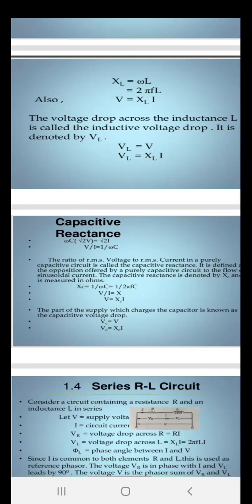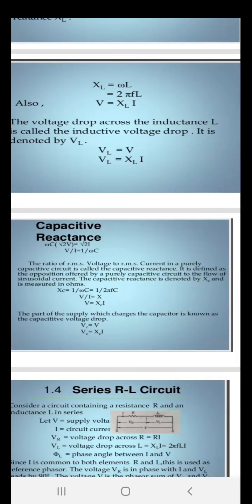X_C is equal to 1 by ωC, where ω means 2πf, so the value of ω is 2πf and X_C is 1 by 2πfC. Then comparing the above equations, V is equal to X_C into I. The part of the supply voltage which charges the capacitor is known as the capacitive voltage drop. This is the capacitive voltage drop: V_C is equal to X_C into I.